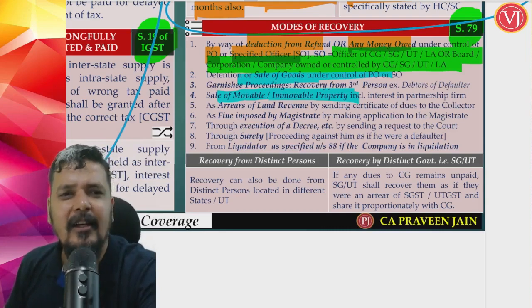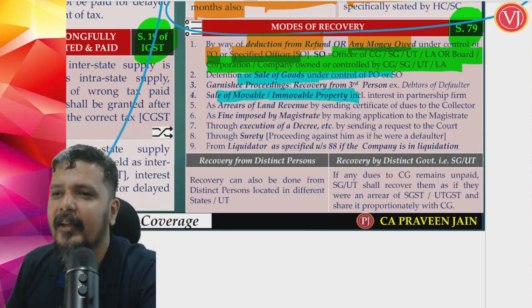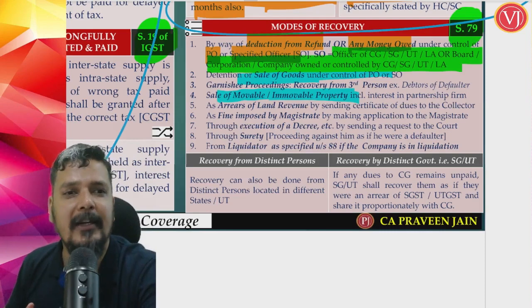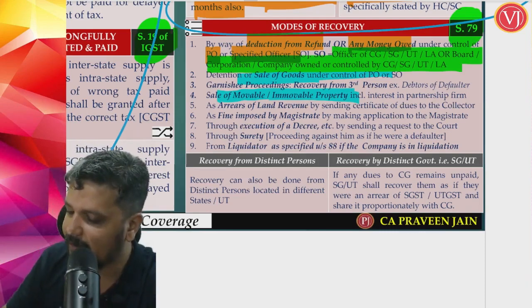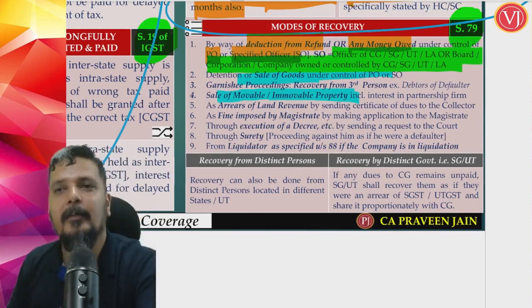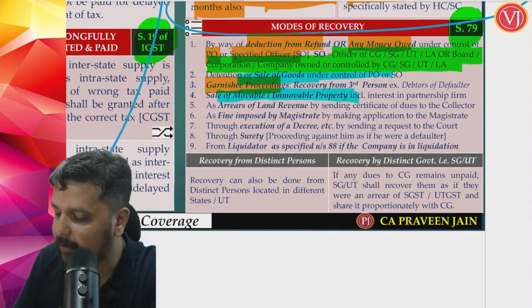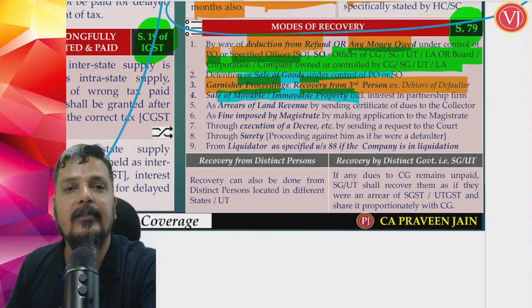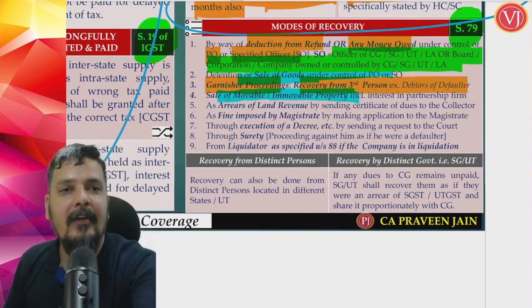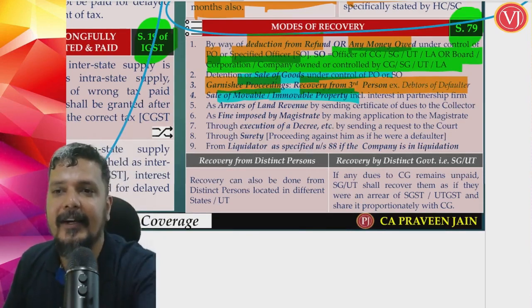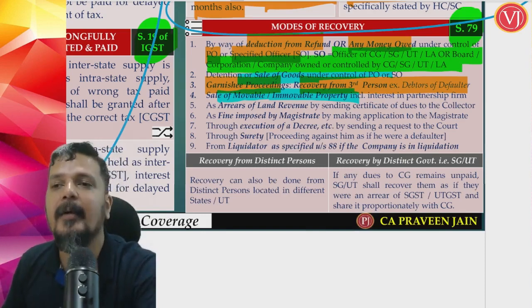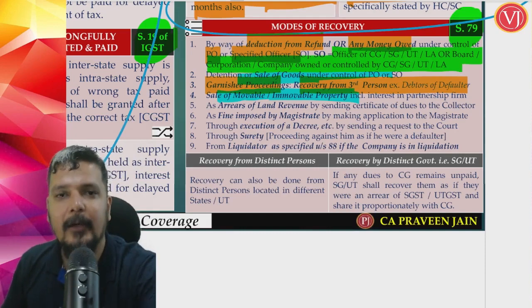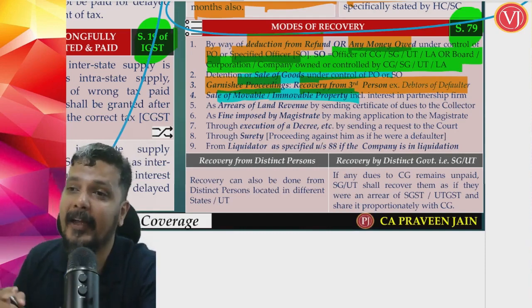Not necessarily immovable property. It can be your movable property, which is there under your fixed assets. If that is not possible, they will give garnishee notice to your debtors and your depositors. So if you have a deposit in the bank, or if you have sundry debtors, they will give garnishee notice to all of them and tell them not to give this amount to the assessee, but to pay to us. And if they don't comply, they will be treated as defaulters to the extent of that amount.